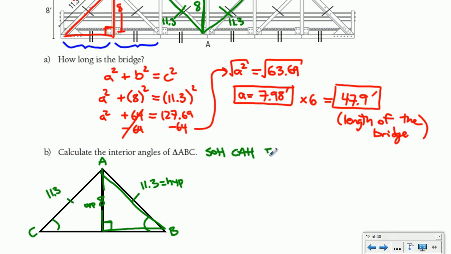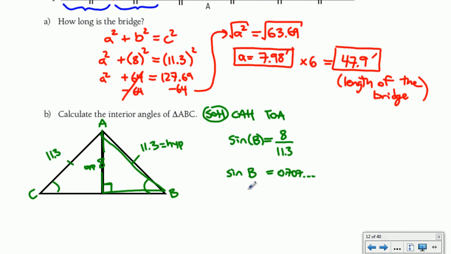Which of the trig ratios should we use to figure out angle B? We have opposite and hypotenuse. That's going to be sine. So sine of B is equal to opposite 8 over hypotenuse 11.3. 8 divided by 11.3 is 0.707, and then some other digits after that. Sine B. And if we want to figure out what B is, we need to take the inverse sine of 0.707.